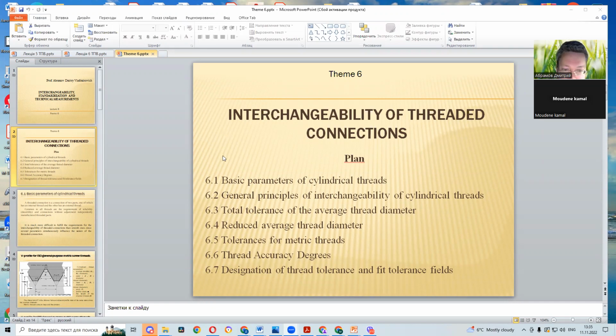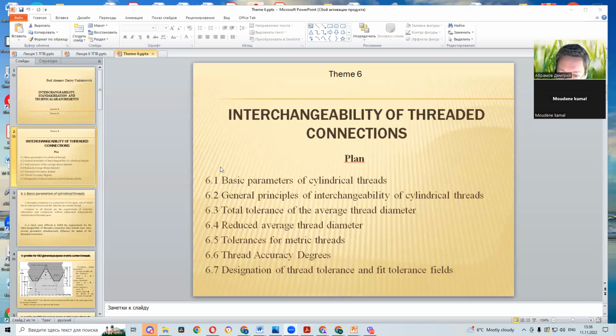6.1 basic parameters of cylindrical threads. 6.2 general principles of interchangeability of cylindrical threads. 6.3 total tolerance of the average thread diameter. 6.4 reduced average thread diameter. 6.5 tolerances for metric threads.